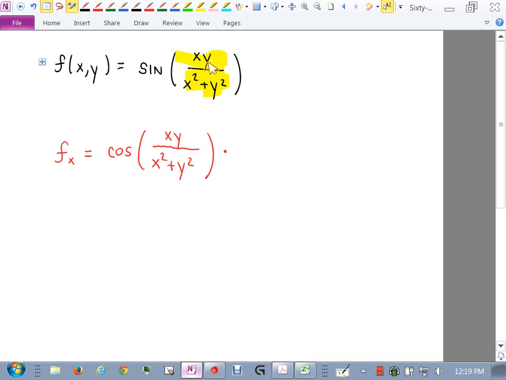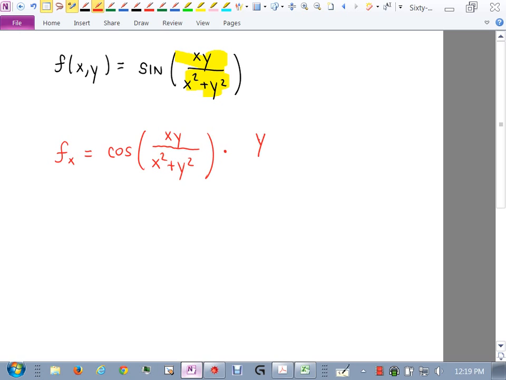So the derivative of the top is y, correct? Because x is our variable, y is a number. So that may as well have said 5x up there. Derivative of 5x is 5. Derivative of yx is y. Okay, that's correct. So that's the derivative of the top.